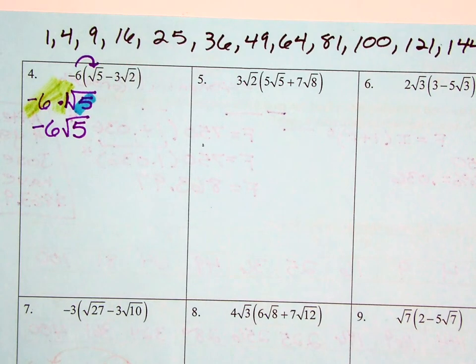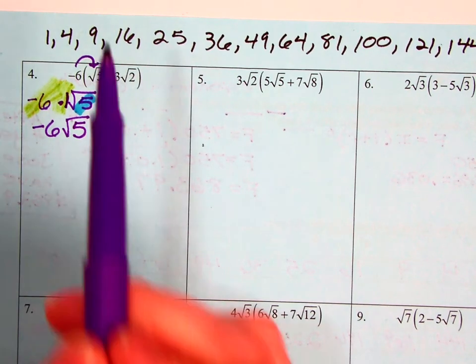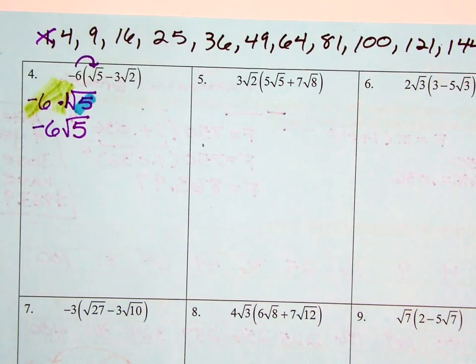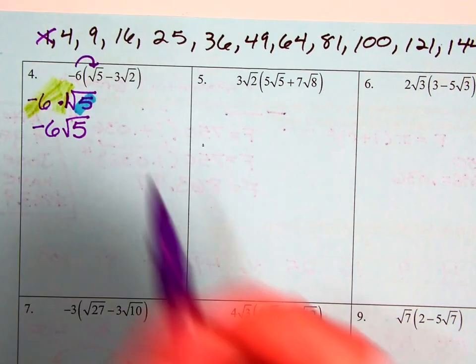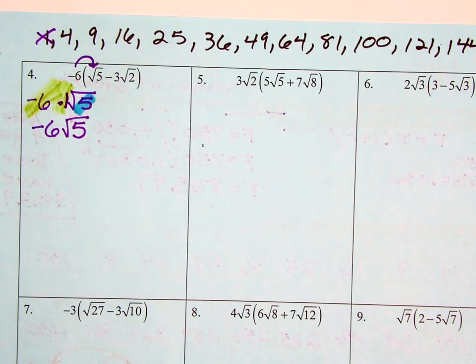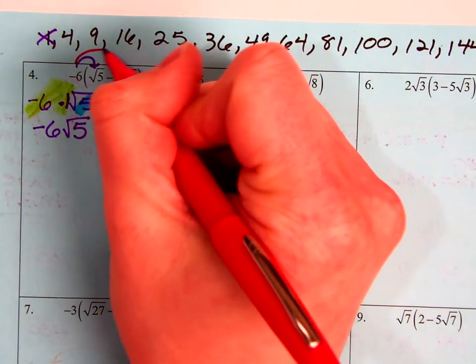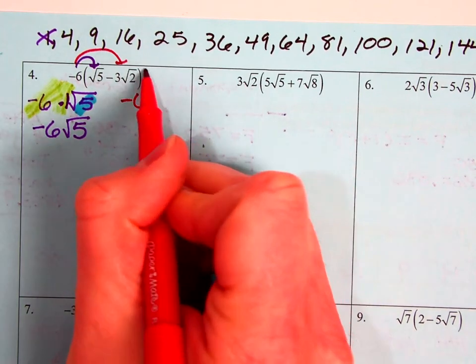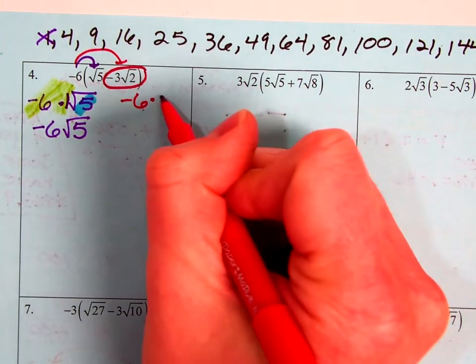Then you need to check and see if there's a perfect square that goes into 5. But the only ones to check are 4 and 1, and we don't really need to put the 1 in there because it would keep it the same. So 4 doesn't work, so that's it for that side. Then we're going to need to distribute again. So we're going to do -6 times, and in this case, it's -3 root 2.